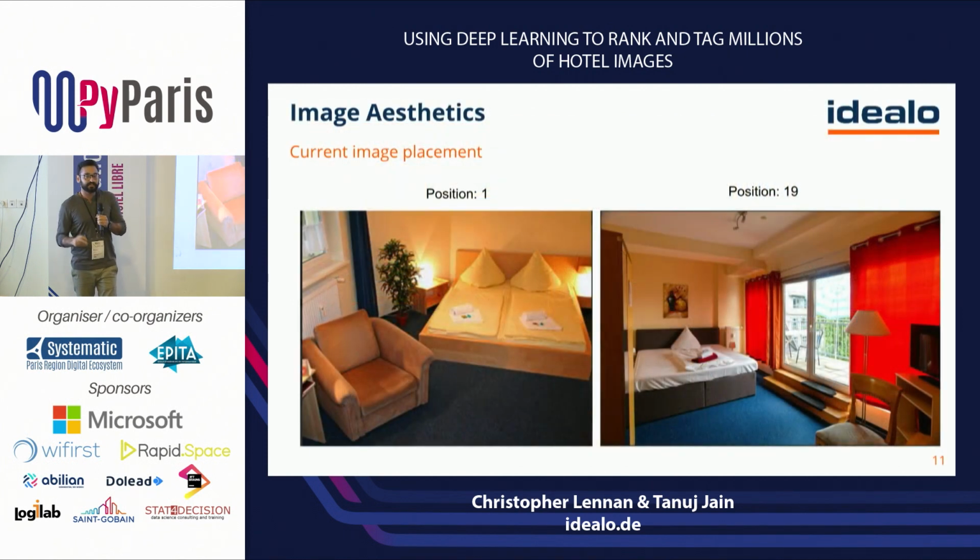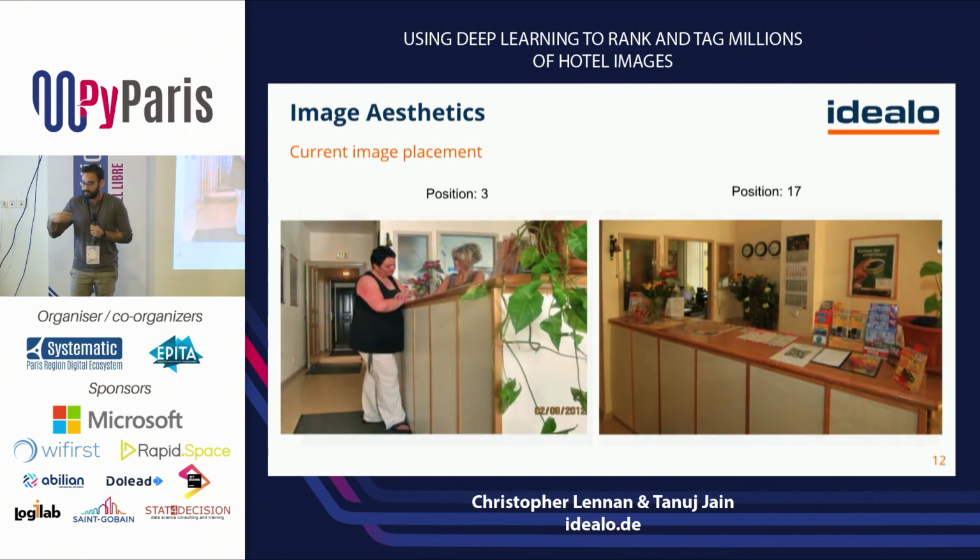So the image on the left is the first image that you see, and the image on the right is at the 19th position in the gallery. Now, we can all agree the image on the left is much uglier than the image on the right. So if you want to put a picture of a bedroom up front in your gallery, you might as well ensure that it's aesthetically pleasing. It looks good, right? The problem is continuously getting deeper.